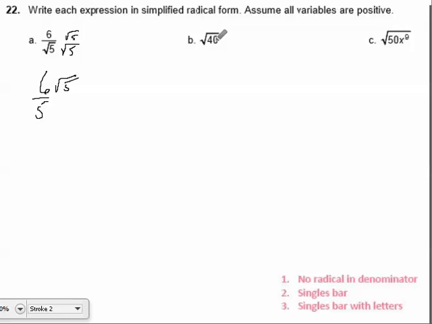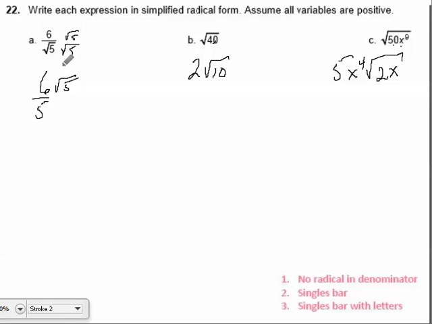Here 40 factors into 4 times 10. That's 2 square roots of 10. 50 factors into 25 times 2. That'd be 5 square root of 2. x to the ninth factors into x to the 8th times x. So that'd be x to the 4th. That would be the simple way of doing these radicals.